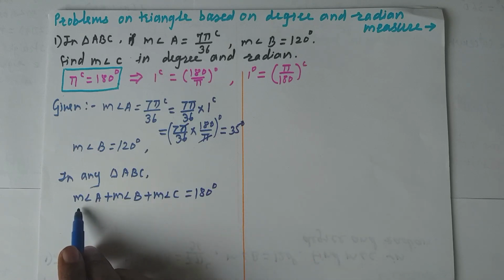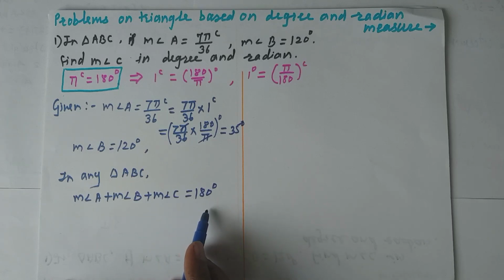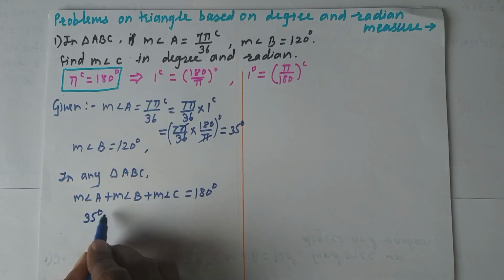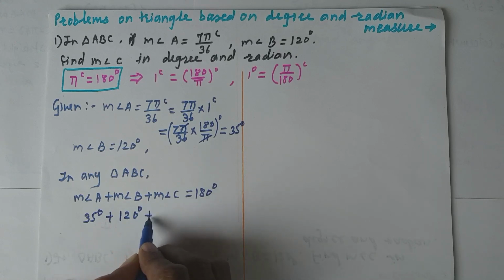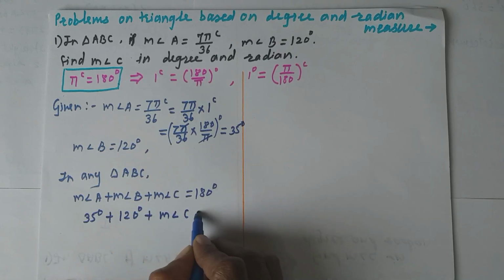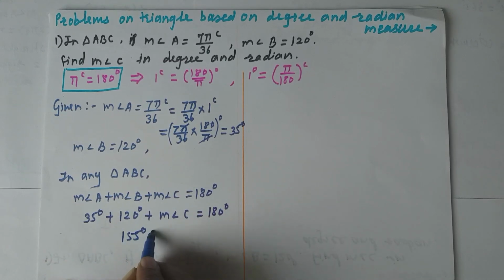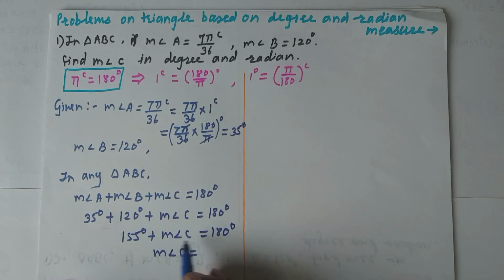Therefore, you write down measure angle A plus measure angle B plus measure angle C is equal to 180 degree. Then you keep the value of angle A, that is 35 degree. Then keep the value of angle B, that is 120 degree. Now keep measure angle C as it is. Then take this sum. What is this? 155 degree. Then simplify this. We will get 180 minus 155, that is 25 degree. In this way we have got measure angle C as 25 degree.